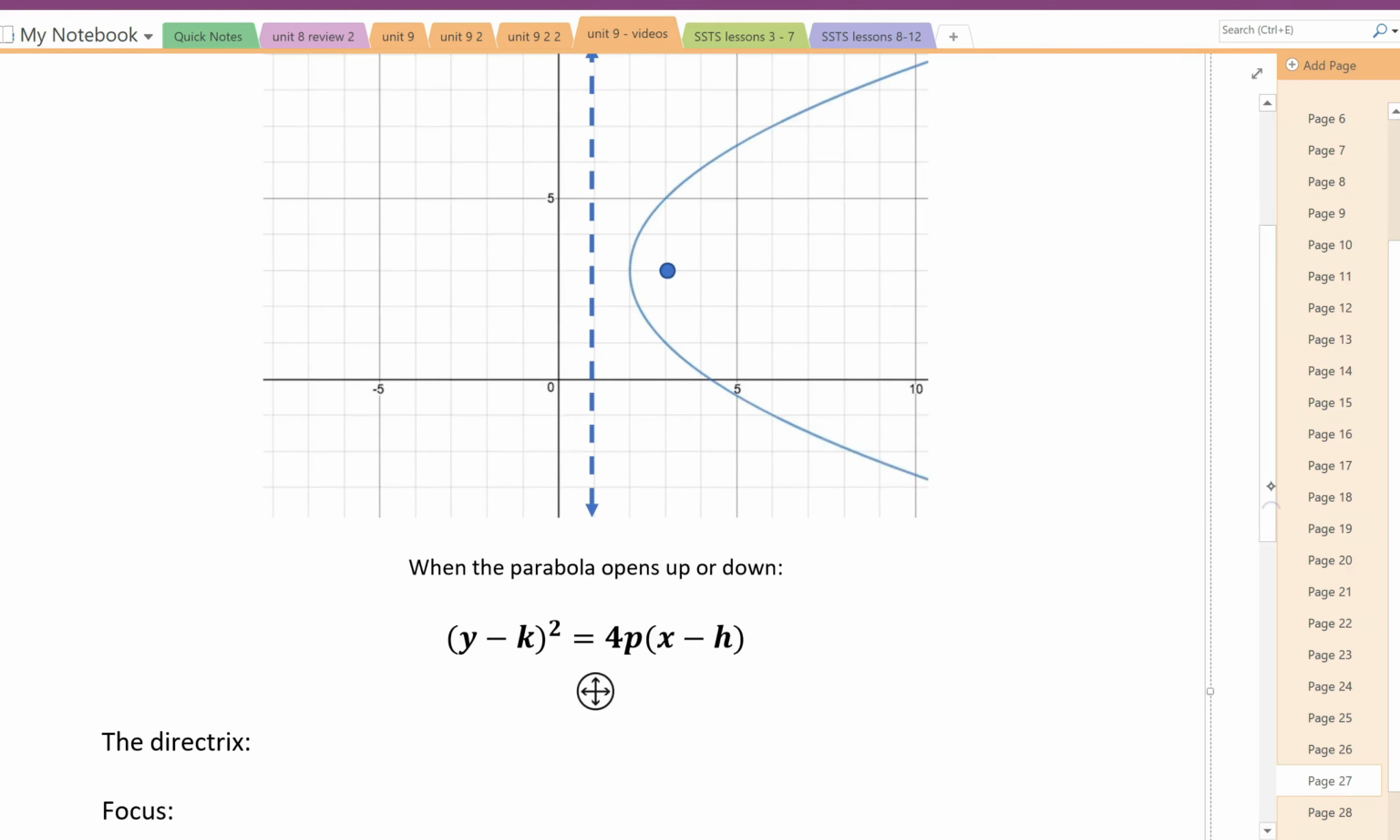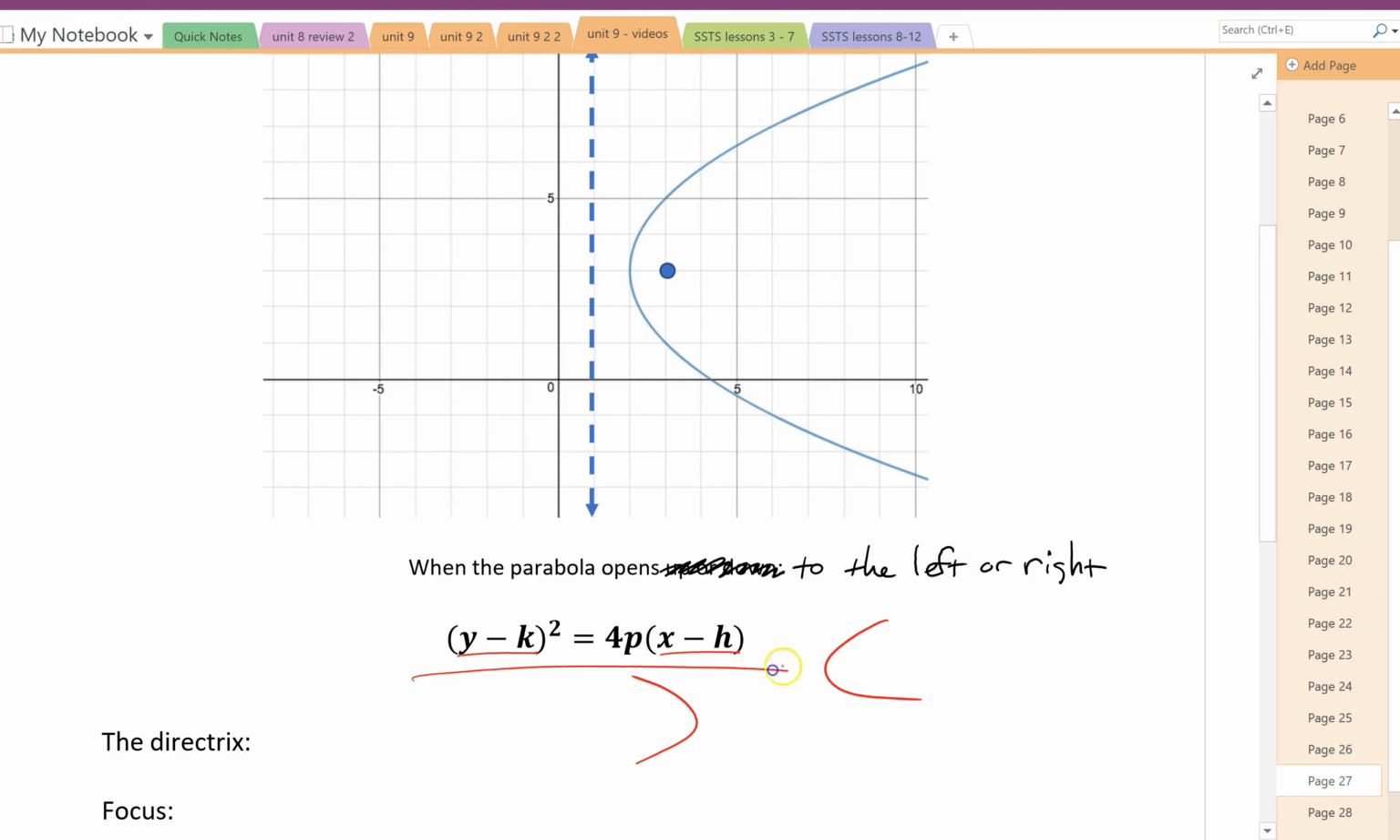Okay, like I said a second ago, we can also have parabolas that open to the left or to the right. And so that's what this should say right here. I just made a mistake on your note taker. When the parabola opens to the left or right, the equation looks like this. And notice the only thing that changed was that I swapped y minus k and x minus h. So if I have a parabola that either opens to the right or opens to the left, the equation I use should look like this. (y minus k) squared goes on one side, x minus h goes on the other side with 4p.